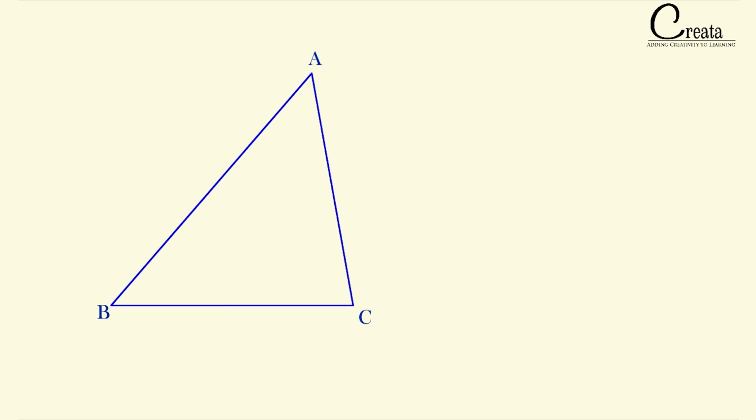Let's take a triangle ABC. This is the triangle ABC. We will try to draw the perpendicular bisectors in this triangle. First of all, let's mark the midpoint of the three sides of the triangle. Let's mark the midpoint of BC as D, AB as E and AC as F. We have to draw the perpendicular bisector of the side BC.